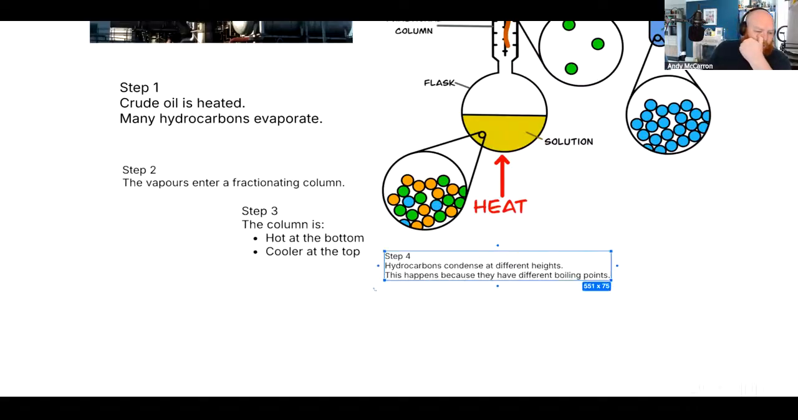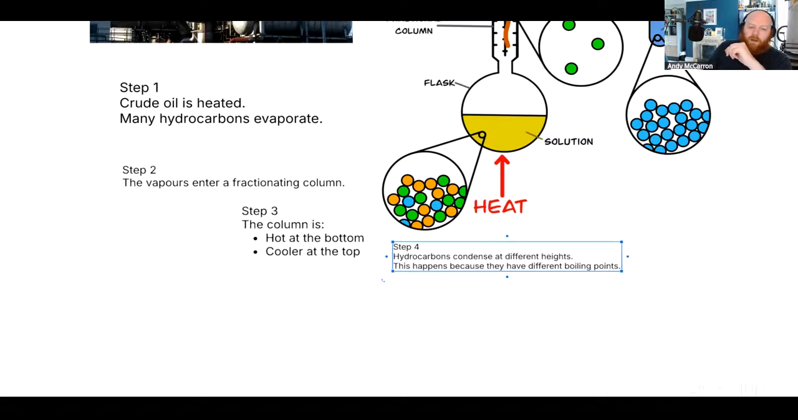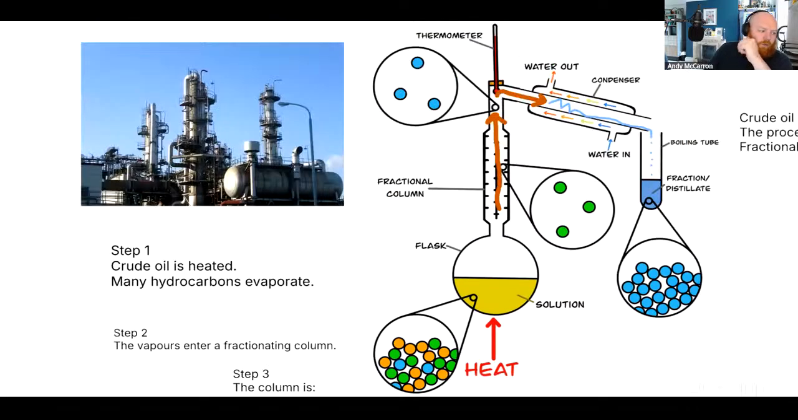So hydrocarbons condense at different heights. What we would actually have if this was a true fractional column is pipes coming off here at different levels. And basically, by having the pipes at different levels, each fraction will condense at its own specific temperature and trickle down accordingly.